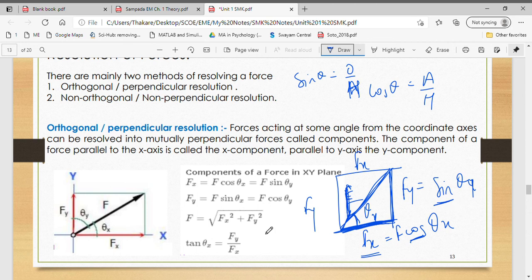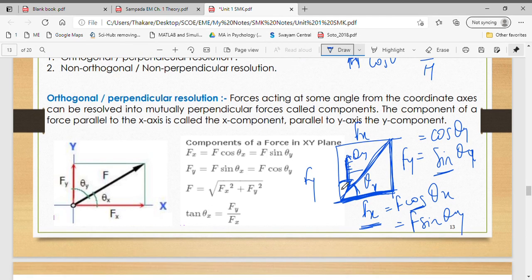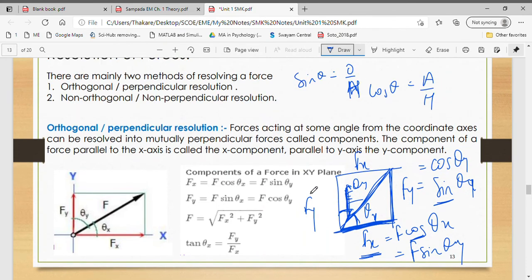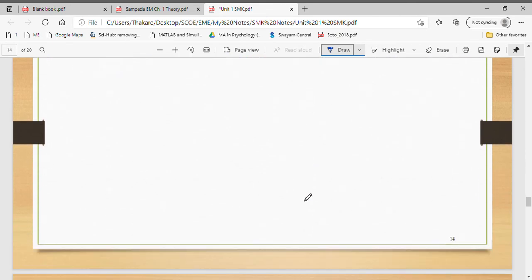Now if the angle is given with respect to y-axis, which is your theta y, then your Fx component will be F sin theta y and Fy component will be F cos theta y. The axis with respect to which the angle is given, the component will be cos and the other component will be sin. That is how you determine the magnitude of the components.